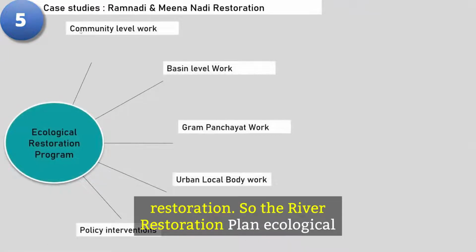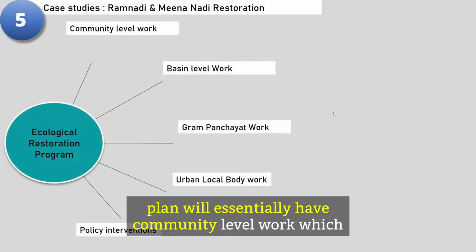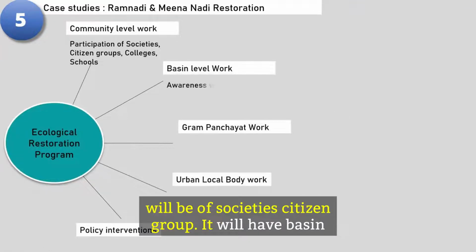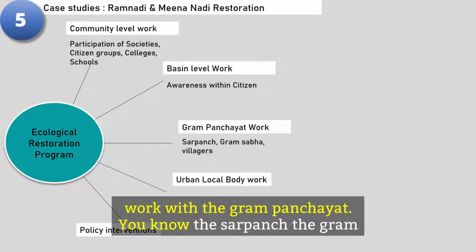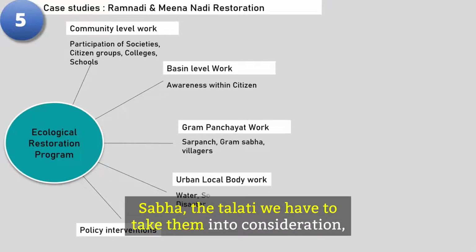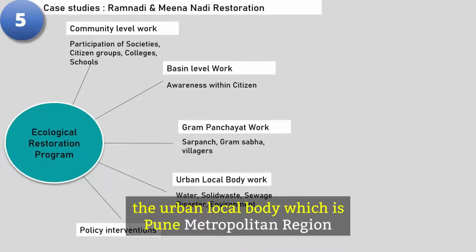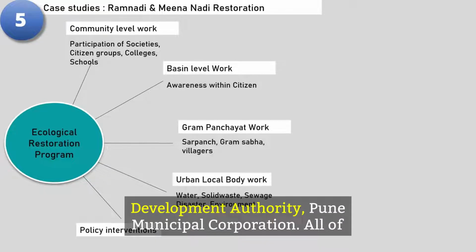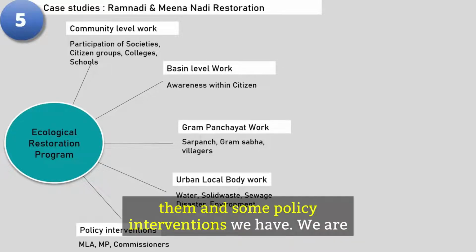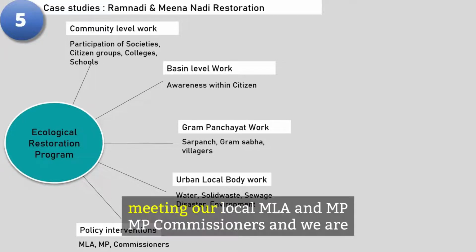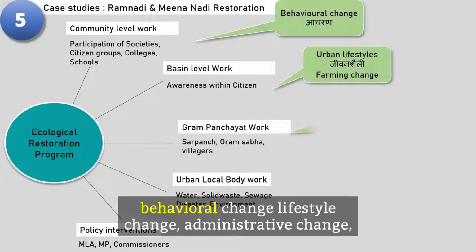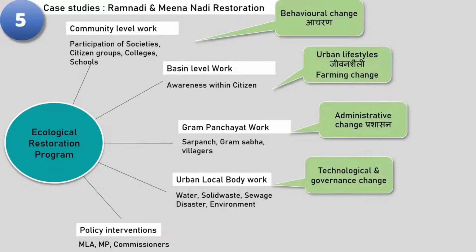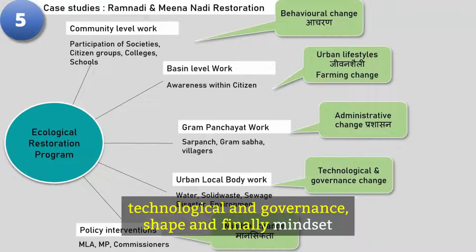So the river restoration plan, the ecological plan, will essentially have community level work, which will be of society and citizen groups. It will have basin level work, which is awareness within citizens. We need to work with the Gram Panchayat, the Sarpanch, the Gram Sabha, the Talati. We have to take them into consideration. The urban local bodies, which are the Pune Metropolitan Region Development Authority and Pune Municipal Corporation, all of them, and some policy interventions. We are meeting our local MLA and MP and commissioners, and we are getting them to do all of this. And this is also about behavioral change, lifestyle change, administrative change, technological and governance change, and finally, mindset change.